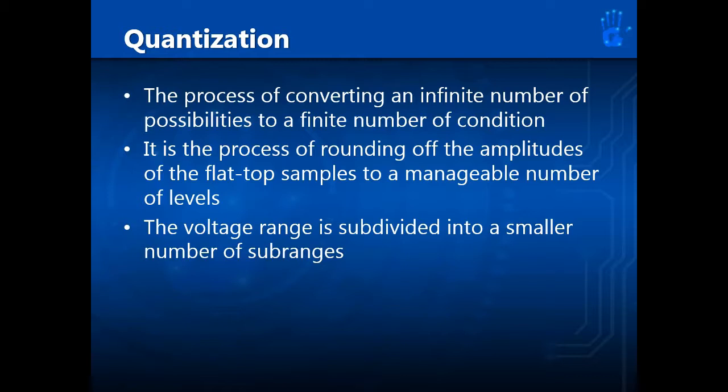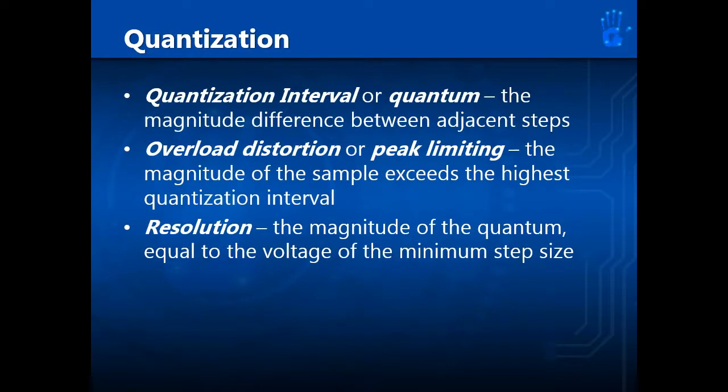Quantization. The process of converting an infinite number of possibilities to a finite number of conditions. It is the process of rounding off the amplitudes of the flat top samples to a manageable number of levels. The voltage range is subdivided into a smaller number of sub-ranges. Quantization interval, or quantum. This is the magnitude difference between adjacent steps.